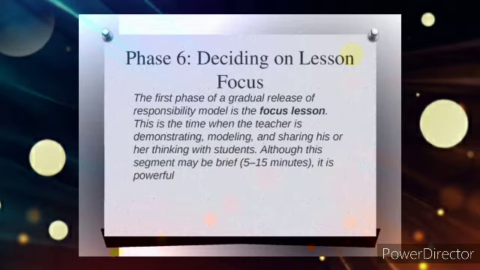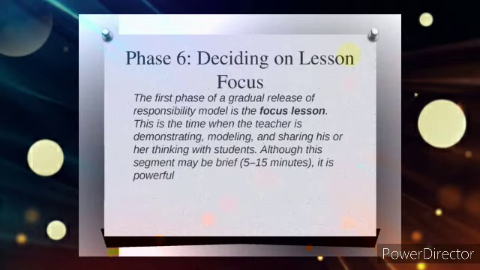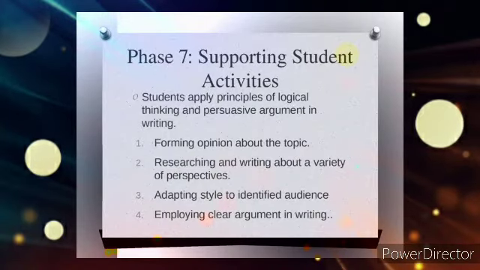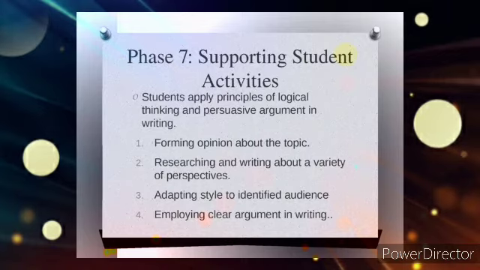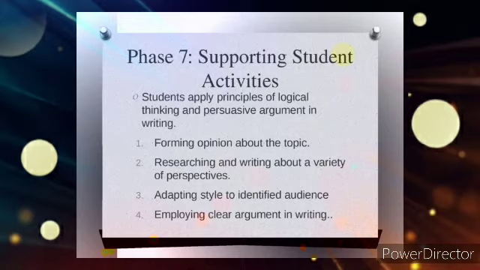So phase 6 is deciding on lesson focus. The first phase of a gradual release of responsibility model is the focus lesson. It is the time when the teacher is demonstrating, modeling, and sharing his or her thinking with students. So phase 7 is supporting student activities. Students apply principles of logical thinking and persuasive argument in writing. First is forming opinion about the topic, second is researching and writing about a variety of perspectives, third is adapting style to identified audience, and fourth is employing clear argument in writing.